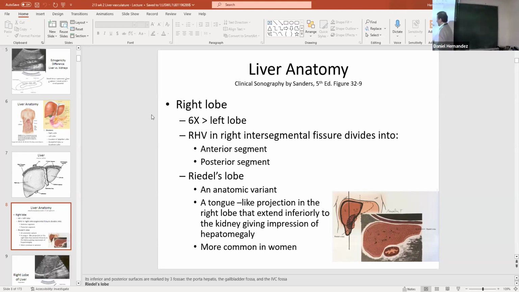I mentioned before, there's an anatomical variant that exists referred to as a Riedel's lobe. So this is a normal anatomic variant, it's not a bad thing if you have one. Does anyone here have one? Yeah, Jay's got one. So it's common, definitely more common in women. And basically this is a tongue-like projection of the right lobe. So it extends down fairly far inferiorly, and it could give the impression of that liver being enlarged, that patient having a hepatomegaly.